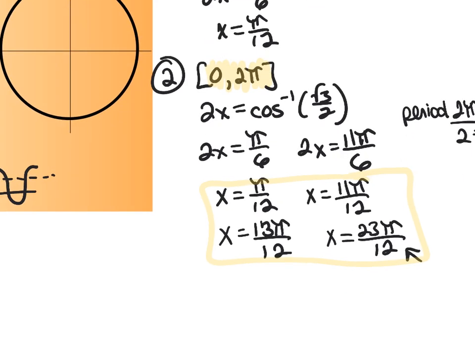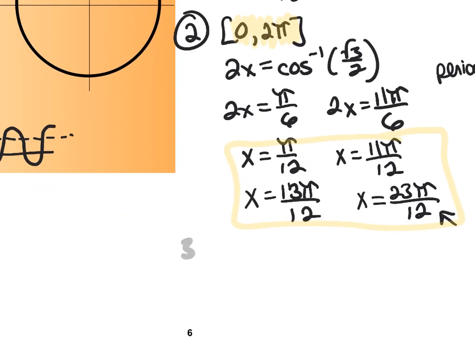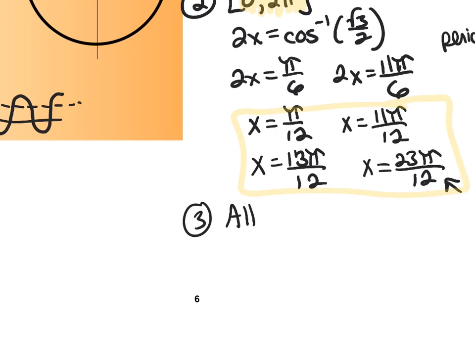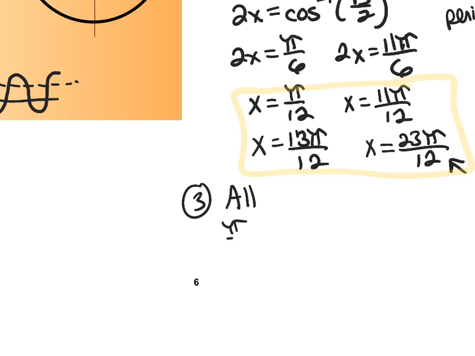Okay? And then in the end, the last question, when we ask for all of the possible answers, not putting any intervals on it, we would say that pi over 12 is one of our answers plus pi k, and then 11 pi over 12 is one of our answers plus pi k. Great.